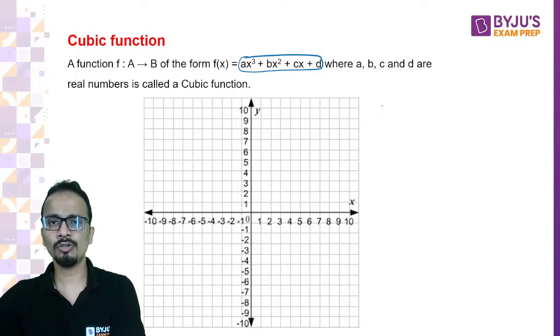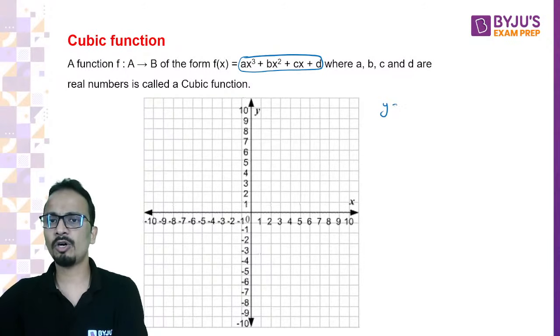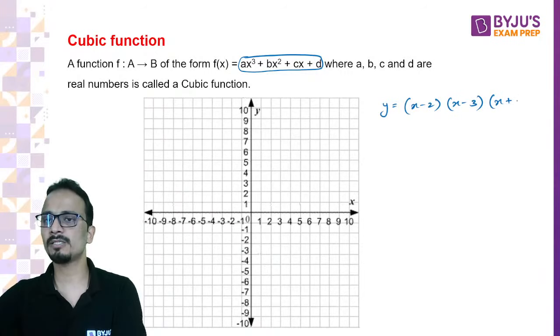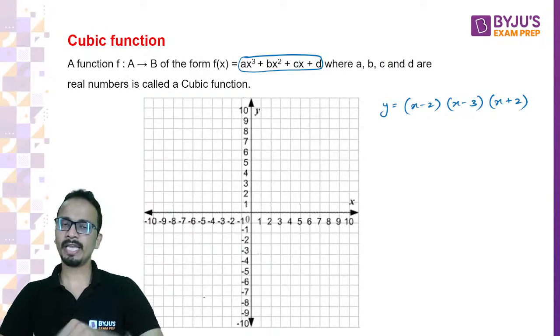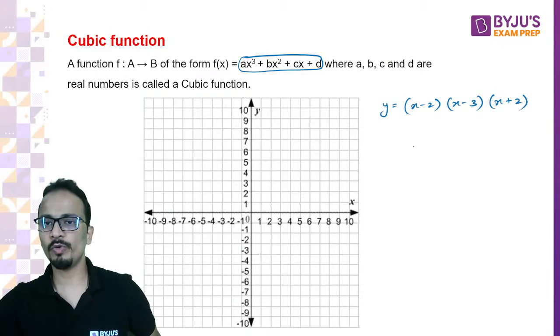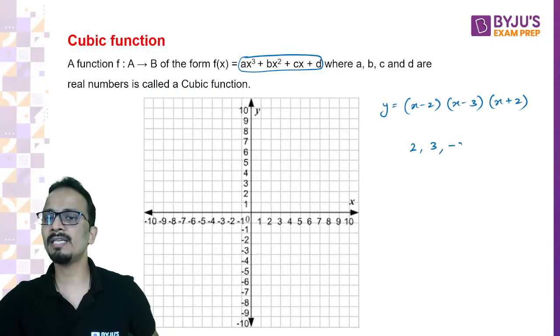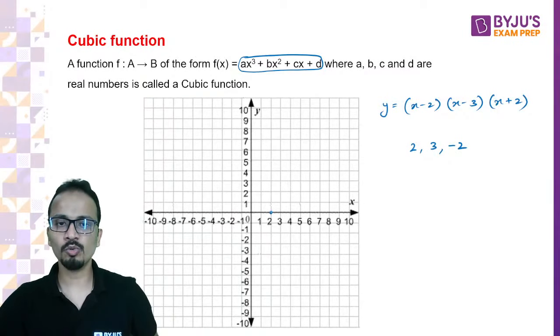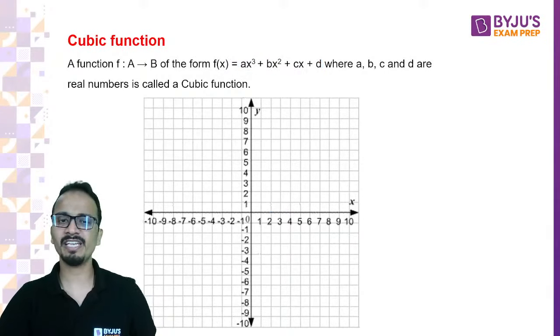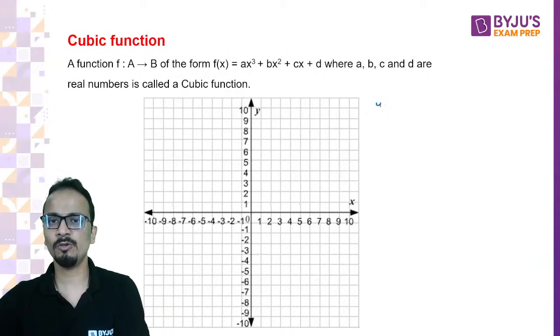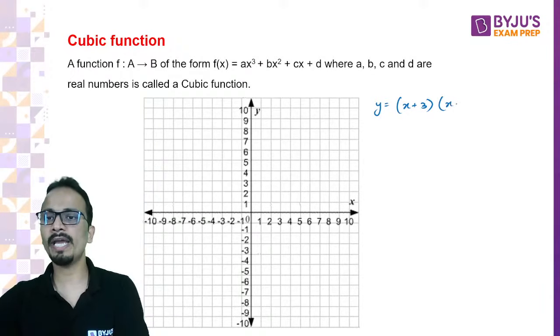So let's say the expression is y equal to (x minus 2)(x minus 3)(x plus 2). Now again, like the previous function, I'll calculate the roots, which will be 2, 3, and minus 2. So I'll mark these points 2, 3. Oh, wait. I'll change this example because these 2 points are very near and you'll not be able to understand the graph. So I'm changing the function to (x plus 3)(x minus 1)(x minus 6).